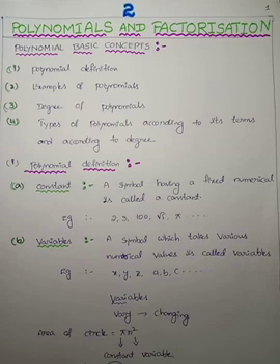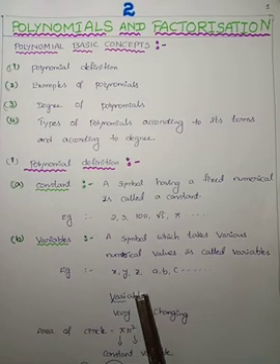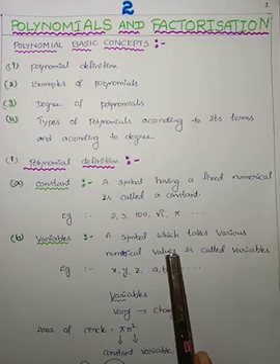Now we will discuss variables. A variable is a symbol which takes various numerical values. For example, we denote variables with x, y, z, a, b, c and so on. Variable means vary, and vary means changing. It takes various numerical values.